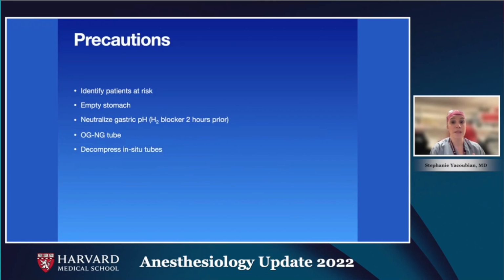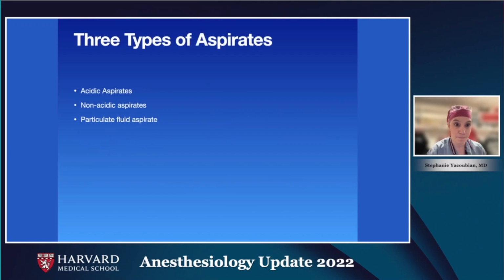It is important to identify your patient as being high risk and to empty the stomach if you can prior to inducing these patients. For example, if a patient comes in with bowel obstruction, you never want to induce those patients prior to placing a gastric tube. And if you do have a gastric tube in place, make sure to decompress the tube that's inside. That also includes tubes such as PEG tubes.